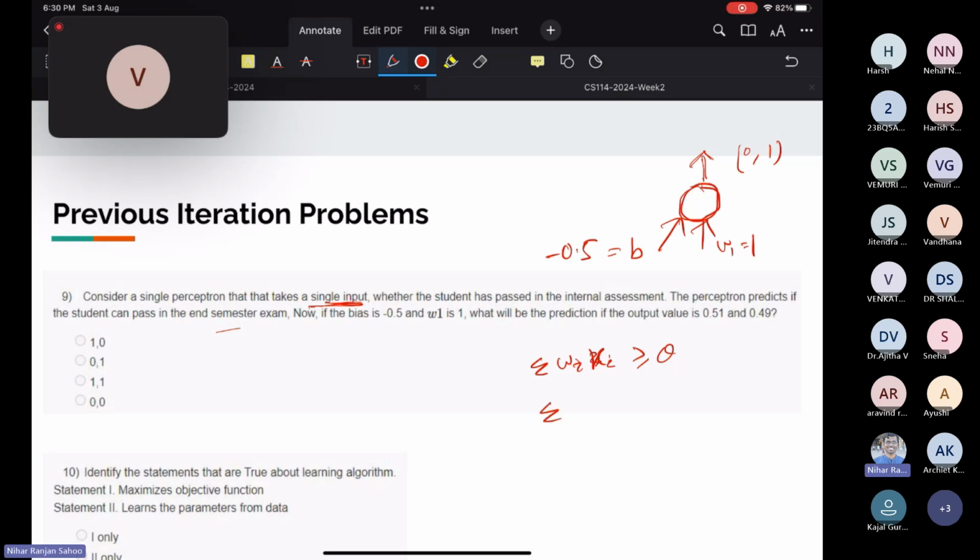So here, what is Wi? Wi is I'll just say 1 into some xi, right? 1 into xi greater than, sorry, 1 into xi plus w0 into 1. That we know, like we can do w0 into 1 and greater than equal to 0.